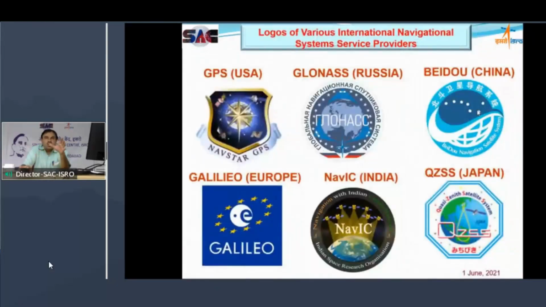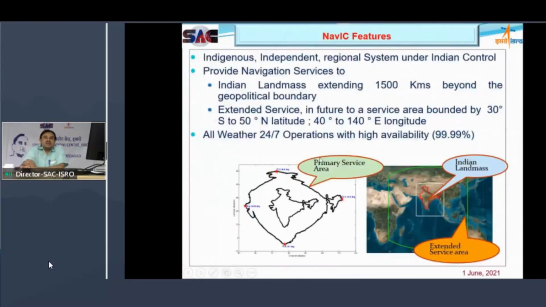So these are the logos of all these systems. Our logo is also equally beautiful as the others. And service-wise, as I mentioned, it is covering the whole Indian region as well as 1500 kilometers in and around India. So that is the aim of this navigation service of our NAVIC, the Indian region system. It will cover from 30 degrees south to 50 degrees north and 40 degrees to 140 degrees east longitude.